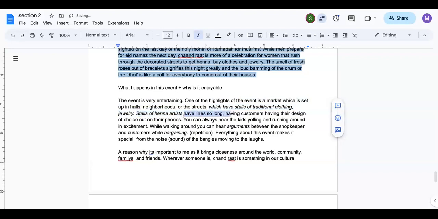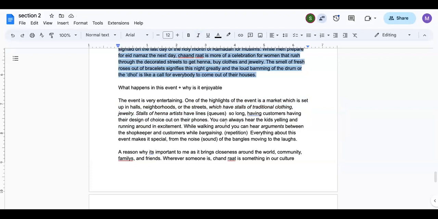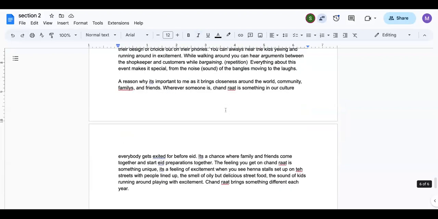But this is fine. The description here is fine. Maybe just change the vocabulary a little bit. Have lines so long, queues, not lines, queues so long. Having customers having the design of their choice. You can always hear the kids yelling. Okay, yeah, this is something I've checked already and I've said the same things.